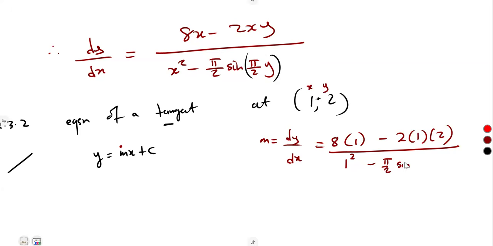times the sine of what? The sine of pi over 2 times y. Y is what? Y is 2. So this is simply going to cancel, and you remain with what? With pi. You see where this pi is coming from. All right, so that is our gradient.